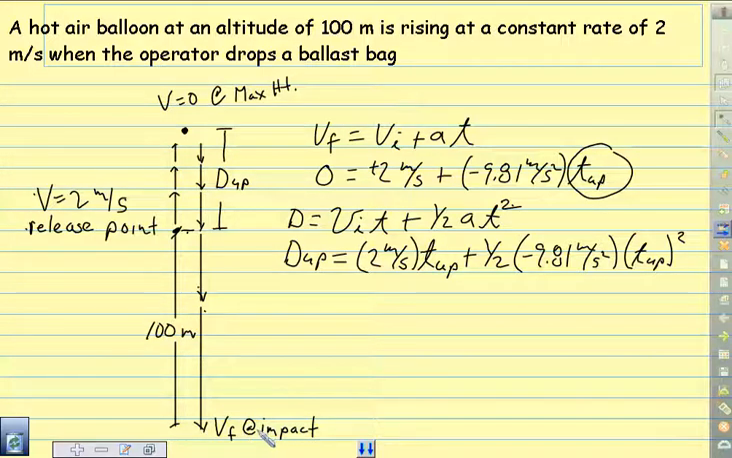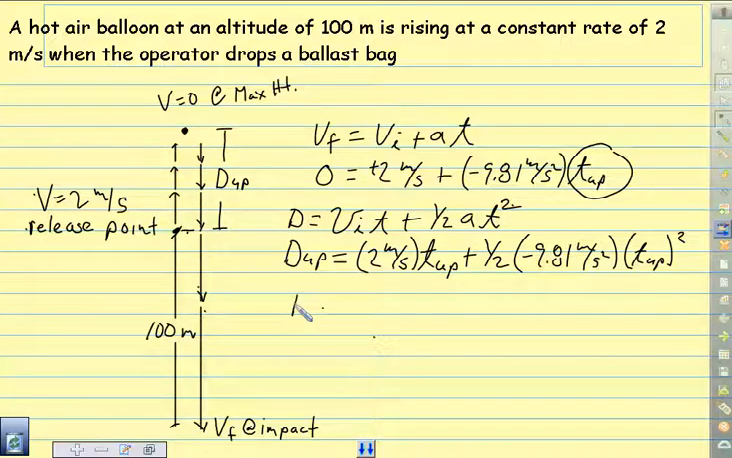Now, if I want to find this velocity at impact, again, I could use this equation. Here, my V final is unknown. This is not going to help me.